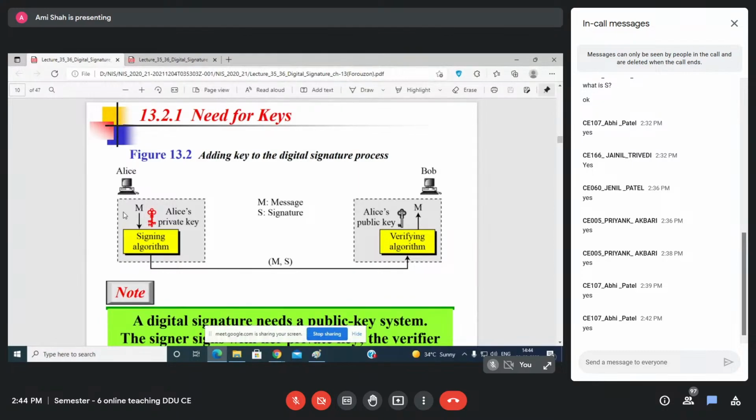So remember what happens: on the sender side, whatever the message is, the signer uses her own private key, which is applied to a signing algorithm. And finally, what do we get?